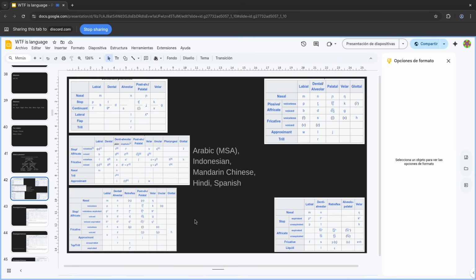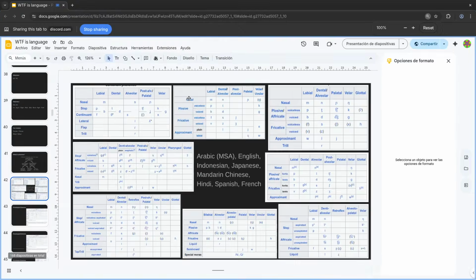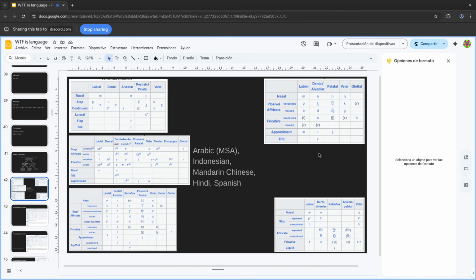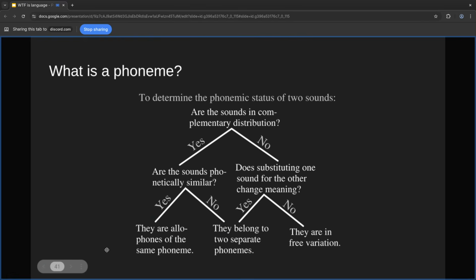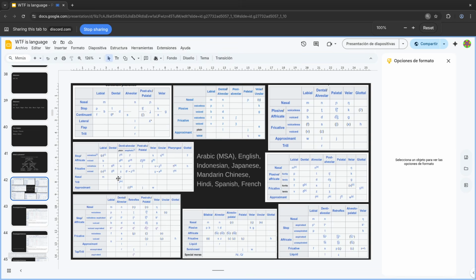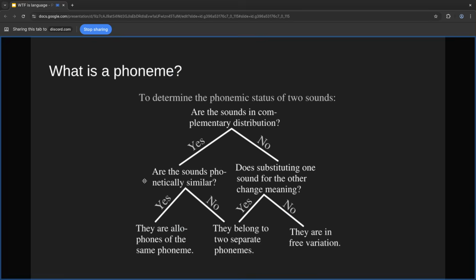Wait, I wanted to say one thing I noticed is that there's a lot of trills. I think only one box left doesn't have a trill. Okay, this one has a trilled R. This one does not. This one does. This one does. This one does.